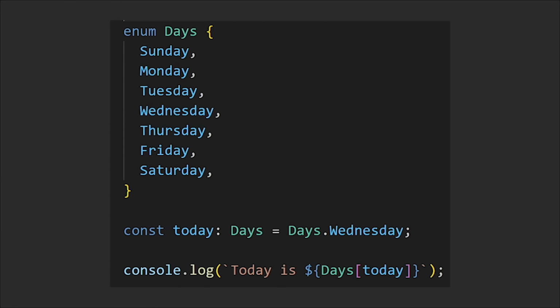In this example, we create an enum called Days with a list of constant values starting from 0 by default. Enums allow you to assign meaningful names to these values. We assign the value Days.Wednesday to the variable today. We use Days[today] to retrieve and display the name of the day associated with the value in today.